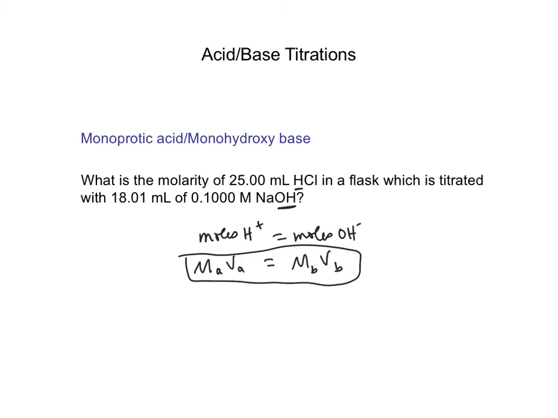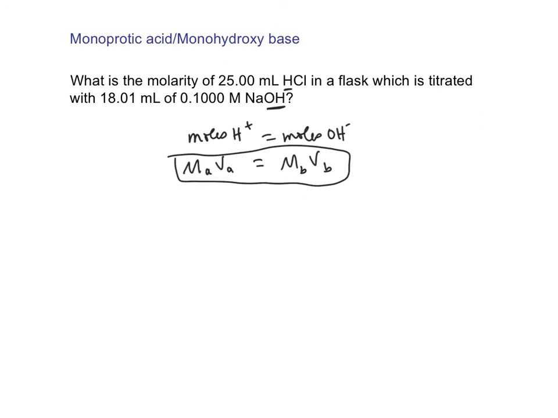All right, so let's read it again. What's the molarity of 25 mL HCl? So you know the volume of your HCl in the flask, but you don't know the concentration. And you've titrated it with 18.01 mL of 0.1 molar sodium hydroxide.